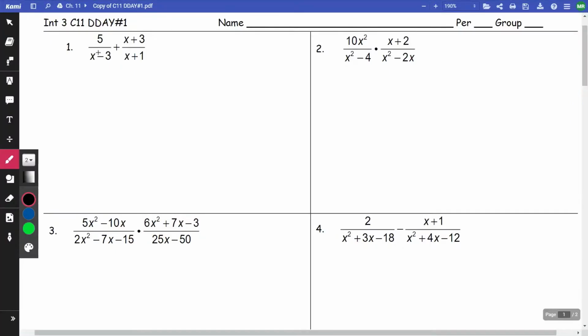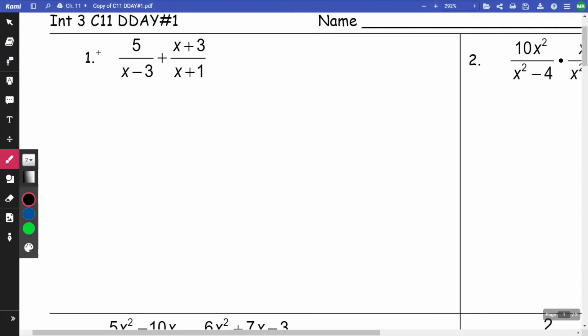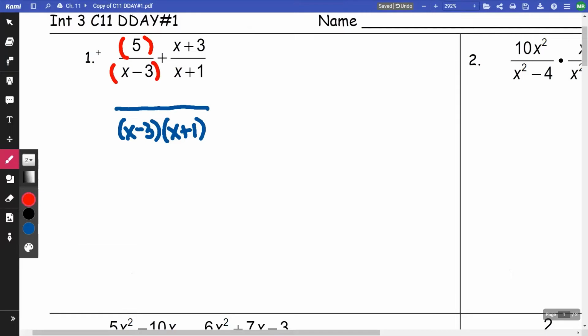So this video is for Integrated 3. This is the Chapter 11 D-Day number 1. So on the first problem, we need to get a common denominator because we are going to be adding. So our common denominator is going to include an x minus 3 in the denominator and an x plus 5. So I need to multiply top and bottom of both fractions by whatever it is missing from that denominator.